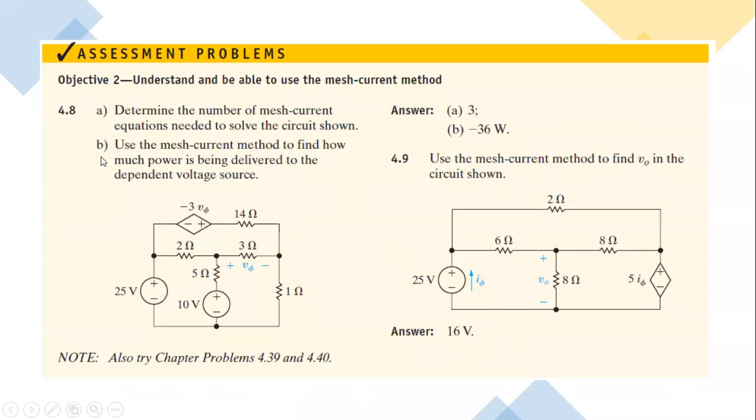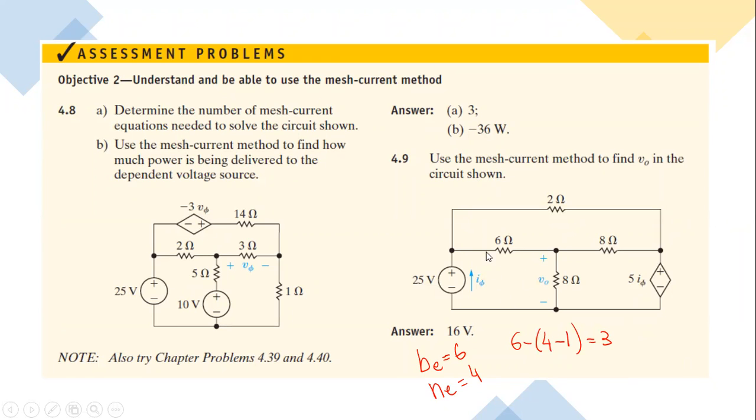So let's have a look at this example. So again, here, how many essential branches I have? 1, 2, 3, 4, 5, 6. So 6 essential branches. So BE is equal to 6. How many essential nodes? 1, 2, 3, 4. So essential nodes are 4. And then the number of equations will be 6 minus 4 plus 1, and this will be 3 equations. So we need 3 equations to write this.